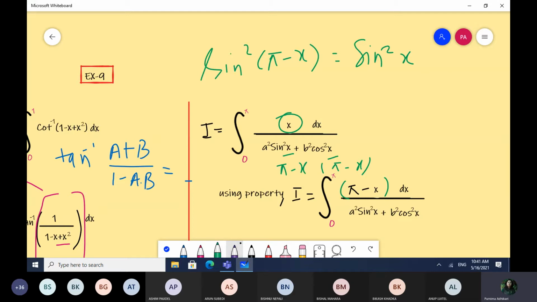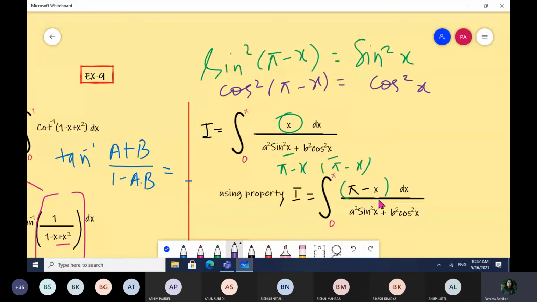Similarly, what is cos square pi minus x? What is cos pi minus x? Minus cos x. Cos square x. अब चाहिँ square गर्दा खेरि same रह्यो. Yes, exactly, because cos pi minus x is minus cos x. So you have a square, so minus minus plus. So you got again cos square x. So यो जुन denominator को expression छ त्यसमा केही change आएन. It remains as it is after applying property also. Okay, so replacing x by pi minus x, you got pi minus x upon same denominator.